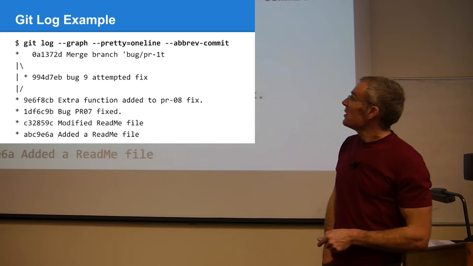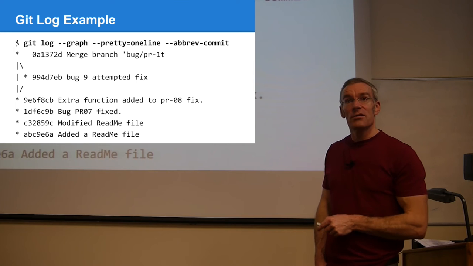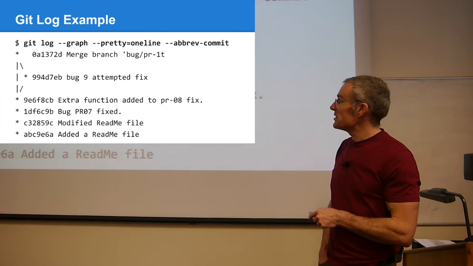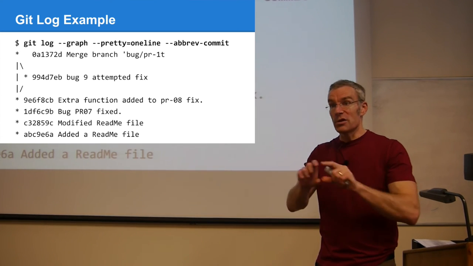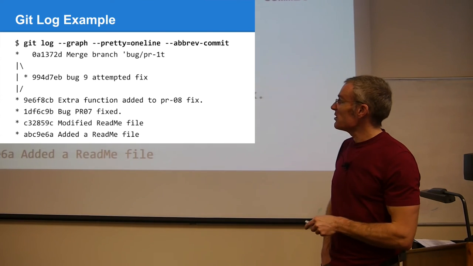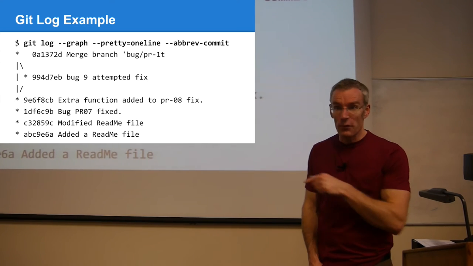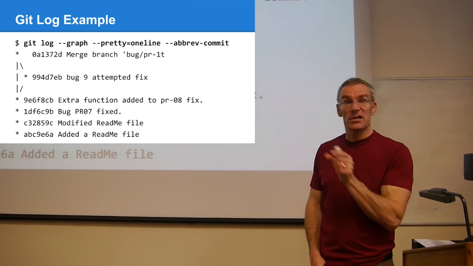Oh, very quickly, graph means show the graph at the side. So show the commit graph. Pretty one line means every commit is one line long. If I then say one line, each commit will be multiple lines. It looks very messy. And abbrev commit means show the abbreviated commit codes, the 7-digit ones. The full ones are 40 characters long. So the abbreviated ones are 7 characters long, and it's easier to see.